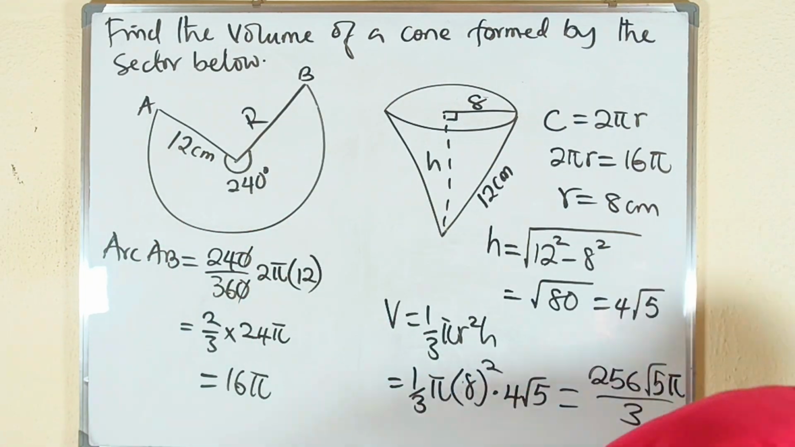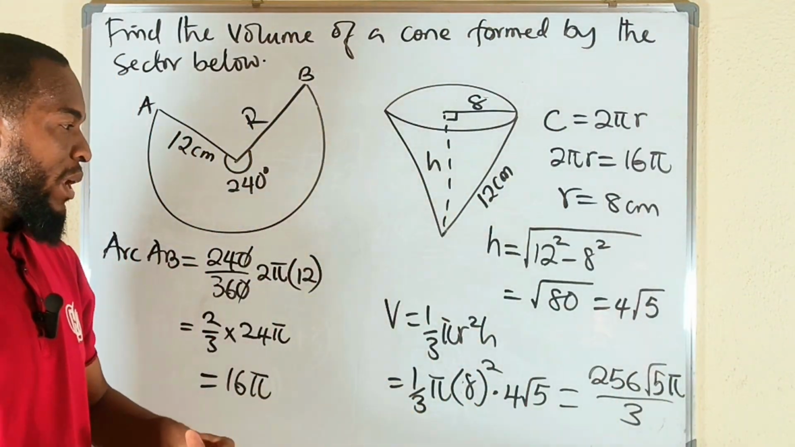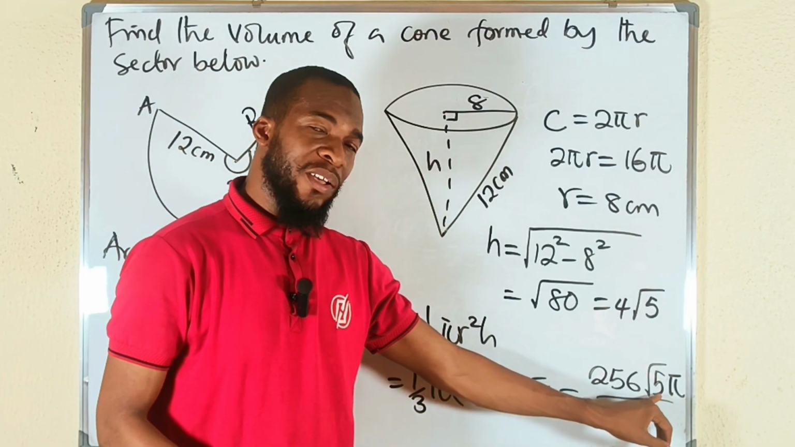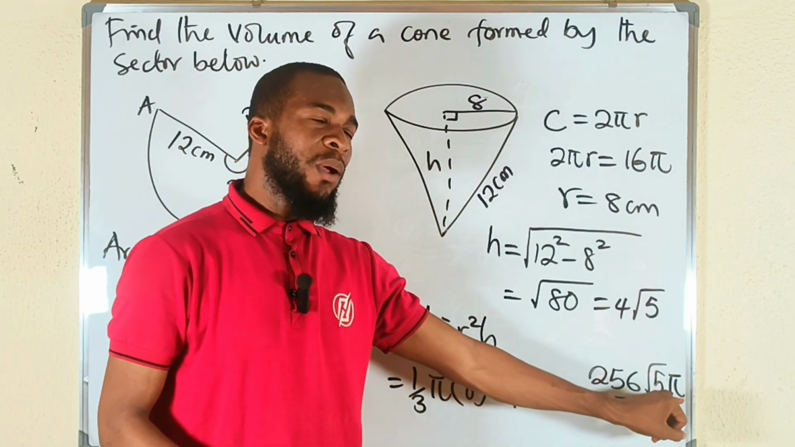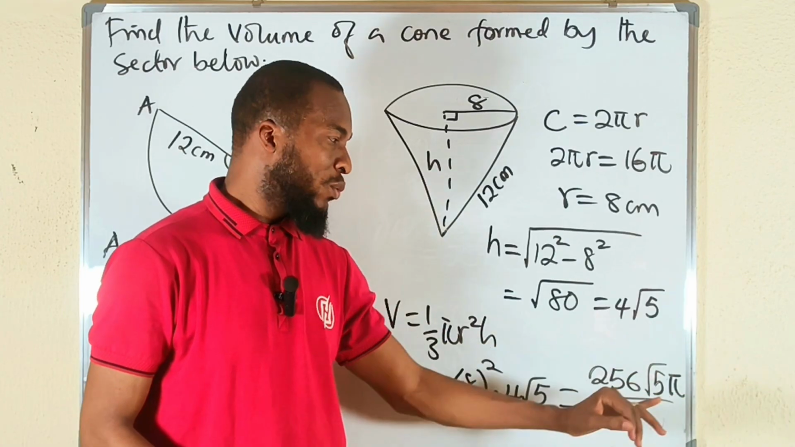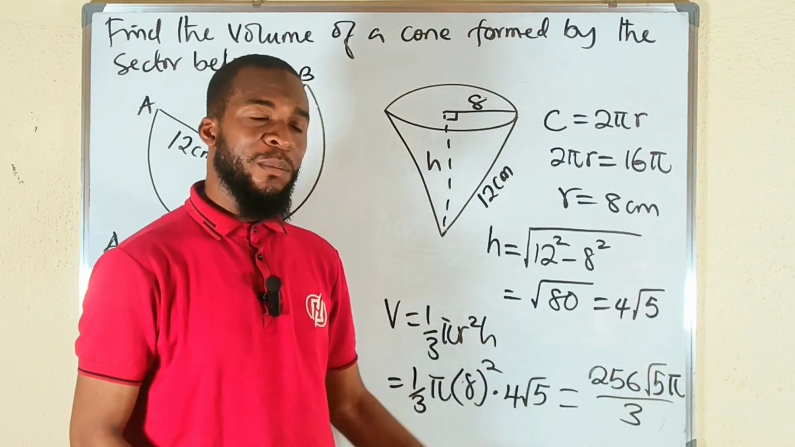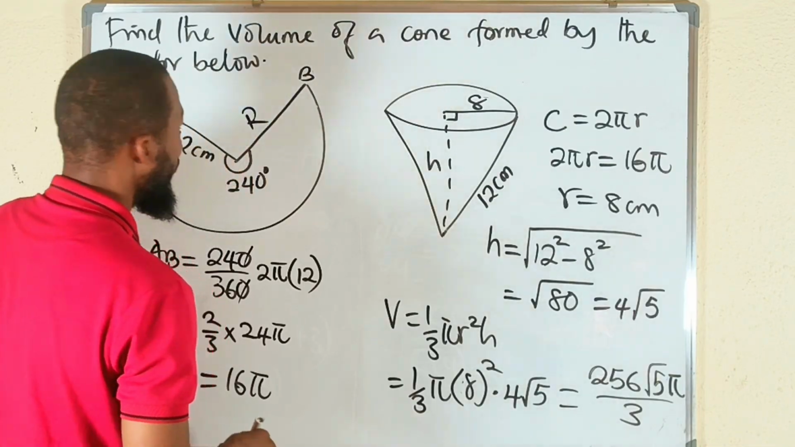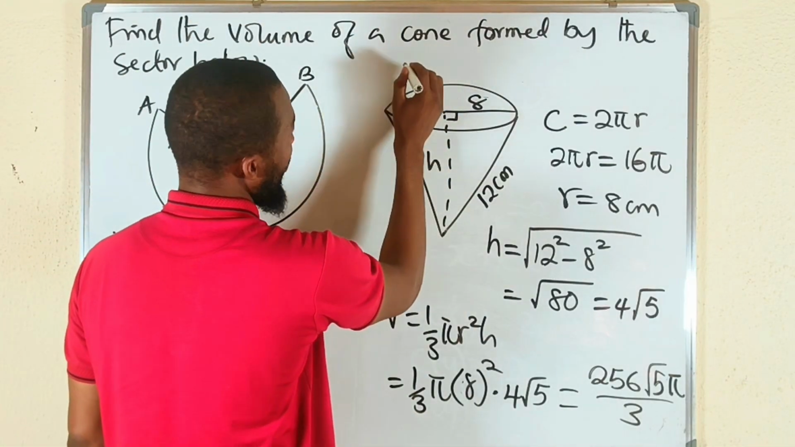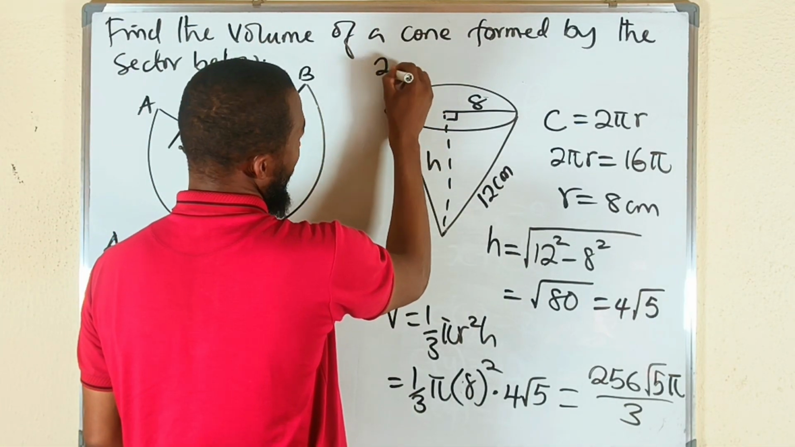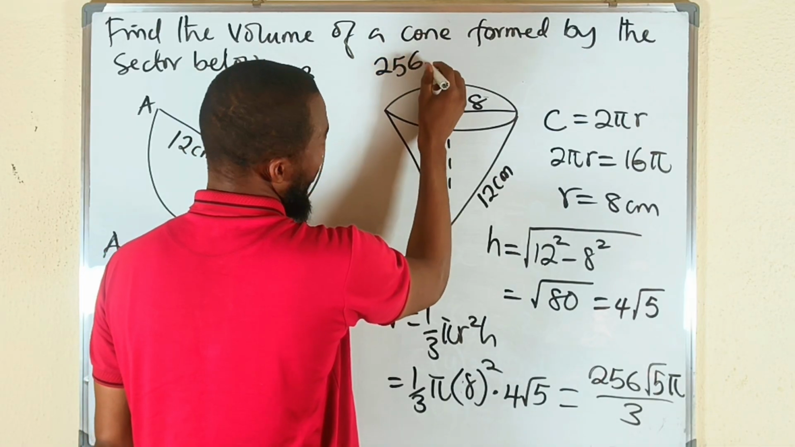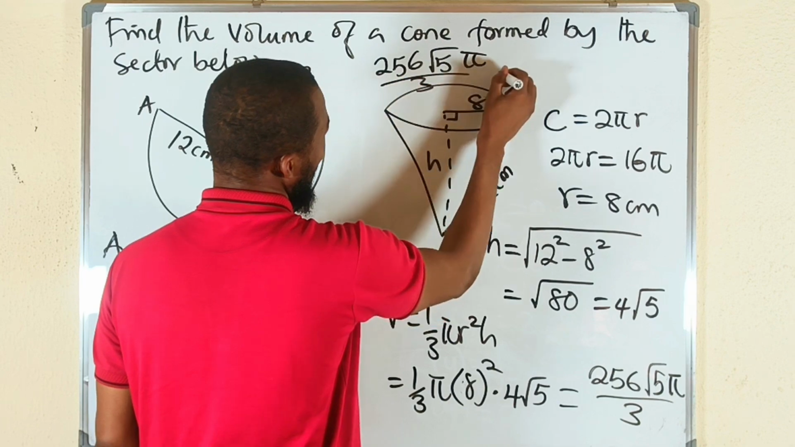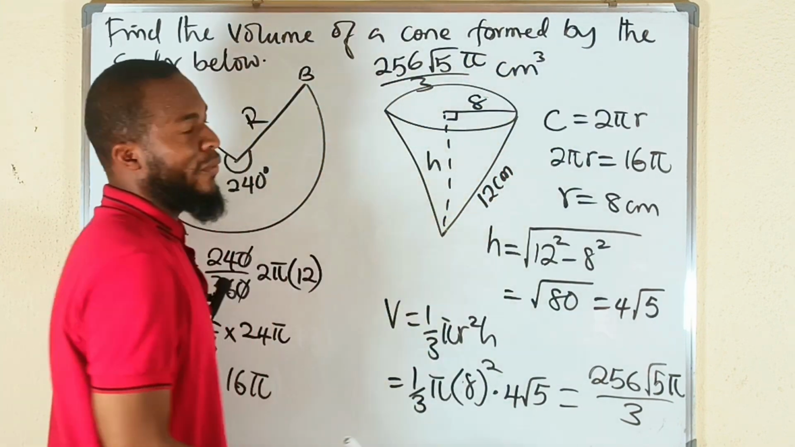This is the volume. This is the volume, but if you like, you can write it in decimal. How? You simplify square root of 5, then you multiply by pi, which is 3.142, then you divide by 3. You also multiply by 256. Unit is what? cm cube. So the volume is 256 root 5 pi divided by 3 cm cube. Yes.